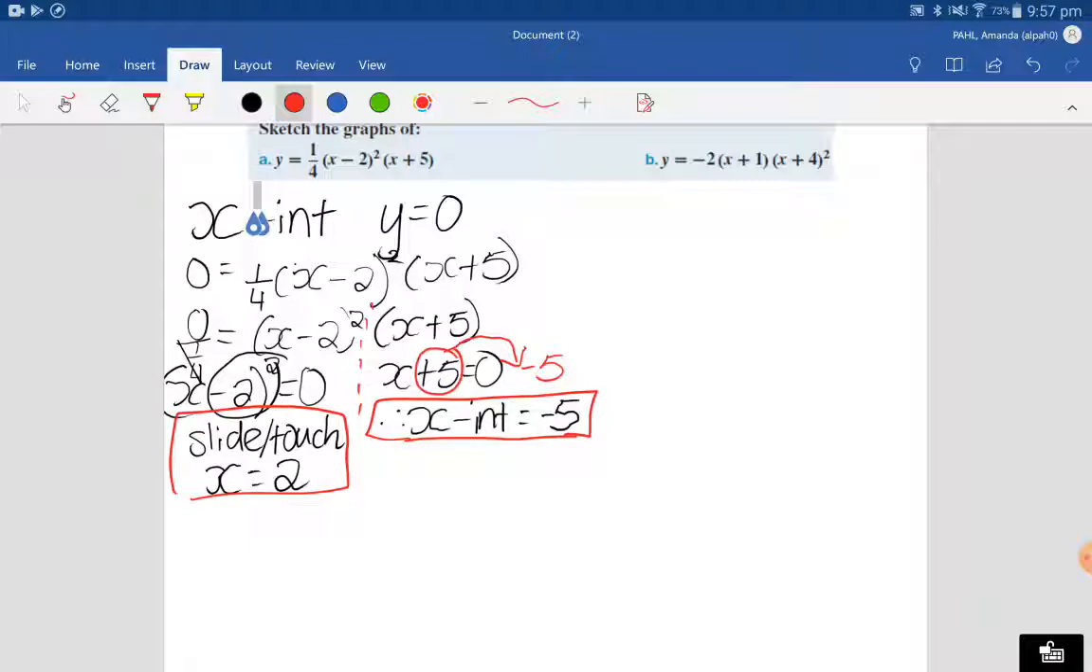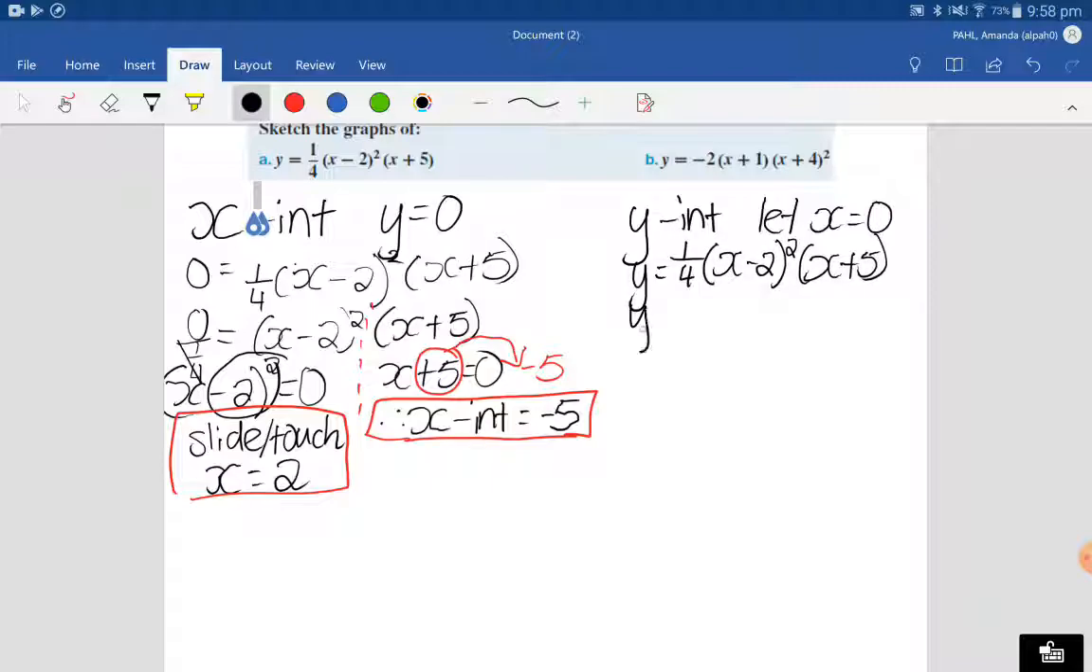Whenever we find our x-intercept, our next step is always to find our y-intercept. To find any y-intercept, we do the same thing. We let x equal 0. This works every single time. So y equals, let's have a look, 1 over 4 (x − 2) squared (x + 5).